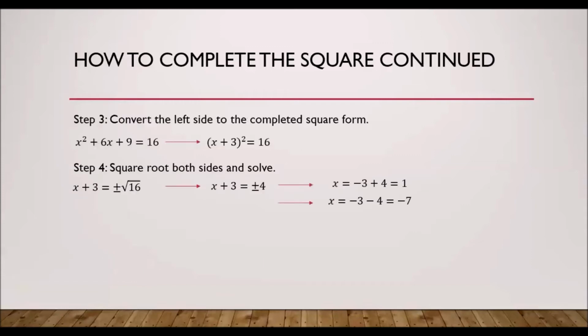Now I can convert the left side of the equation to the completed square form, where I square the binomial x plus 3. Then I square root both sides and get x plus 3 equals plus or minus 4. By isolating x, I get the solutions x equals 1 and x equals -7.